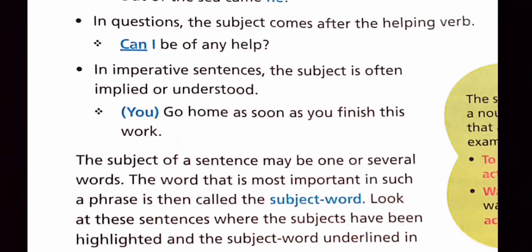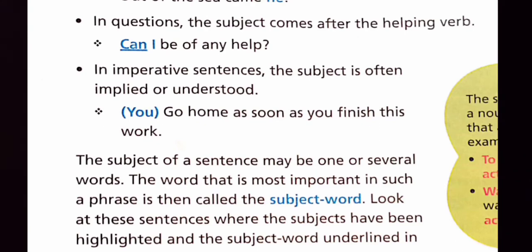In imperative sentences, the subject is often implied or understood. For example, "Go home as soon as you finish this work." The "you" is the subject. It's implied. It's understood.